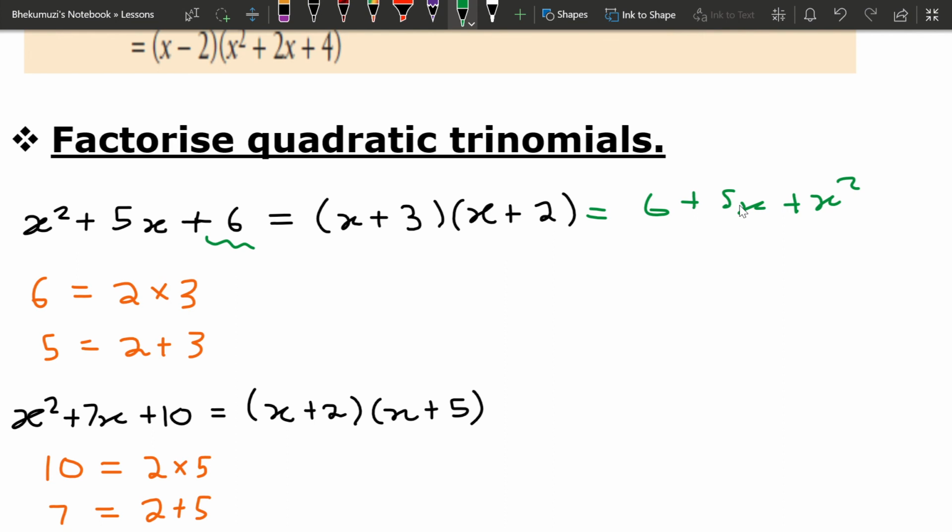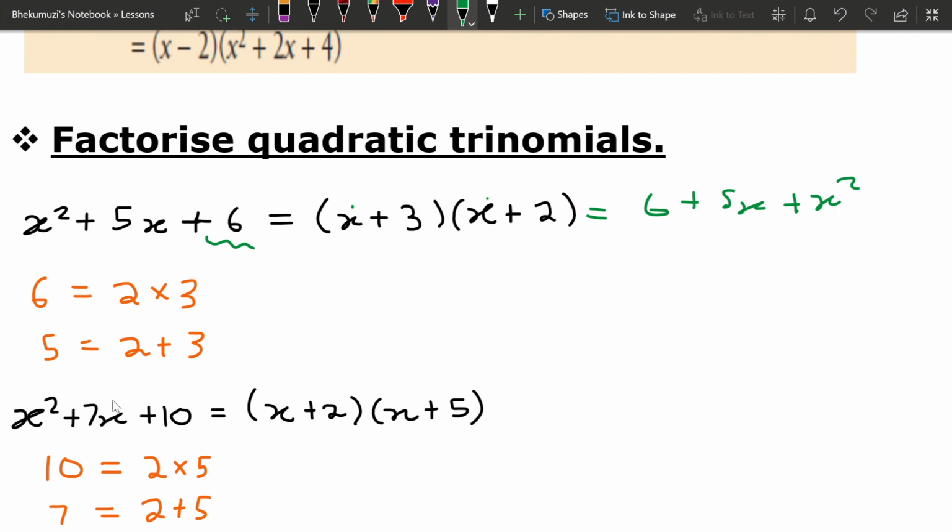So you go and look at 6, and you think to yourself, what are the numbers that I can multiply together to give me 6, but when I add together, that should give me 5. Now in this case, as you can see in orange, it's 2 times 3, which does give you 6. But then when you say 2 plus 3, it does give you 5. So that satisfies that. So that's why we would say we have x times x to give us x squared.